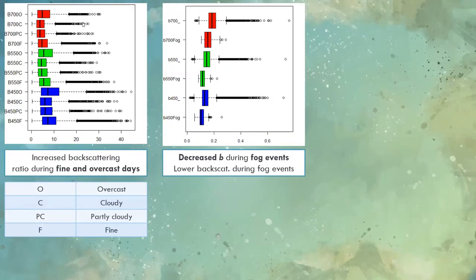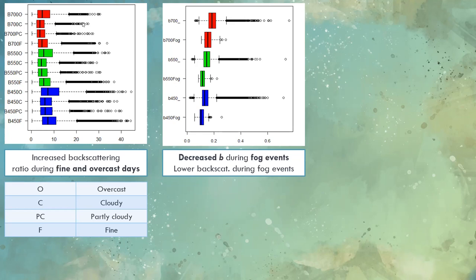I also checked the influence of cloudiness on scattering properties, as you can see in this slide. We characterized four categories of days, which are overcast, cloudy, partly cloudy, and fine. These categories are based on the recommendations of the World Meteorological Organization. We found that the increased backscattering ratio, which is the y-axis, was during fine and overcast days, so our extremes.